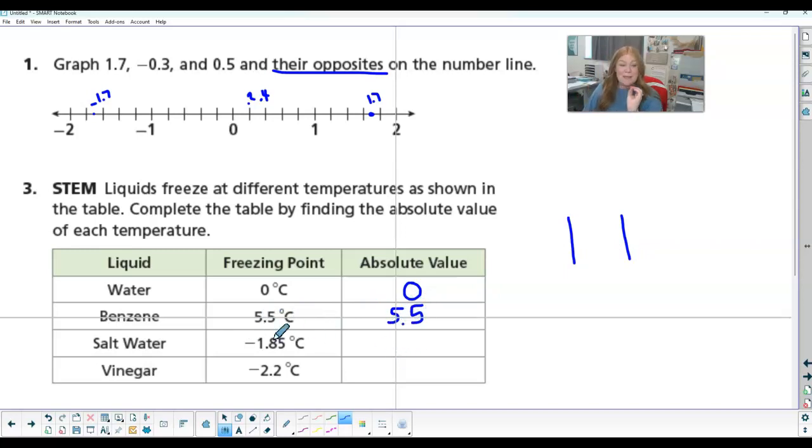degrees. Salt water went from 0 to negative 1.85, 1 and 85 hundredths. The distance of it is 1 and 85 hundredths. So it's not asking if it's positive or negative. It's asking how far away is that number from 0. So I'm going to go ahead and have you try the vinegar on your own there.